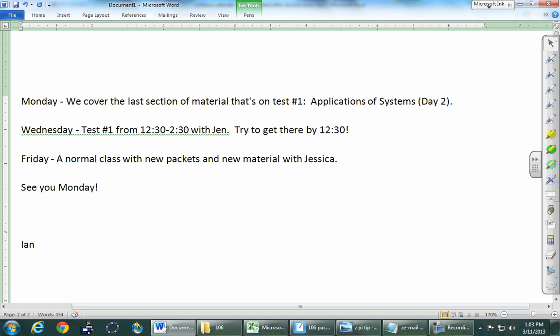Friday is a normal class with new packets, which I've put on the table. So everybody should grab one of these new packets. Everybody have one? So we're not going to look at them today or Wednesday, but Friday, first thing, you are going to start with the new packet. All right, so make sure you have that with you on Friday. And another one of my colleagues, Jessica, is going to come and teach class on Friday in my absence. All right.